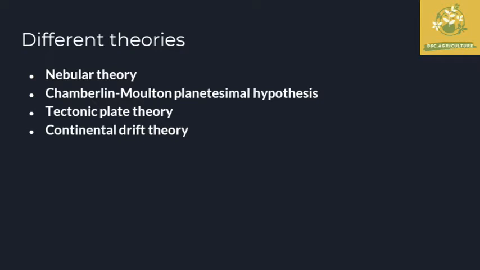Other than many theories, these 4 major theories are the ones studied. The first one is the Nebula Theory, and the second one is the Chamberlin-Moulton planetesimal hypothesis, which is a hypothetical theory, then the tectonic plate theory, and the continental drift theory. These are the 4 major theories which describe the origin of Earth.